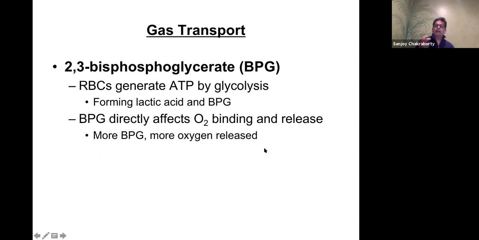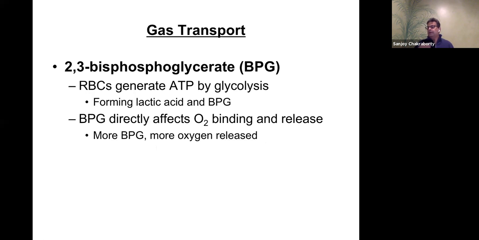So if the RBC has more BPG in it, we know they cannot bind oxygen better because they already used up their energy. Think about it this way: more BPG, more oxygen release. That means hemoglobin saturation is low because they cannot bind oxygen effectively. So that's all about oxygen binding.